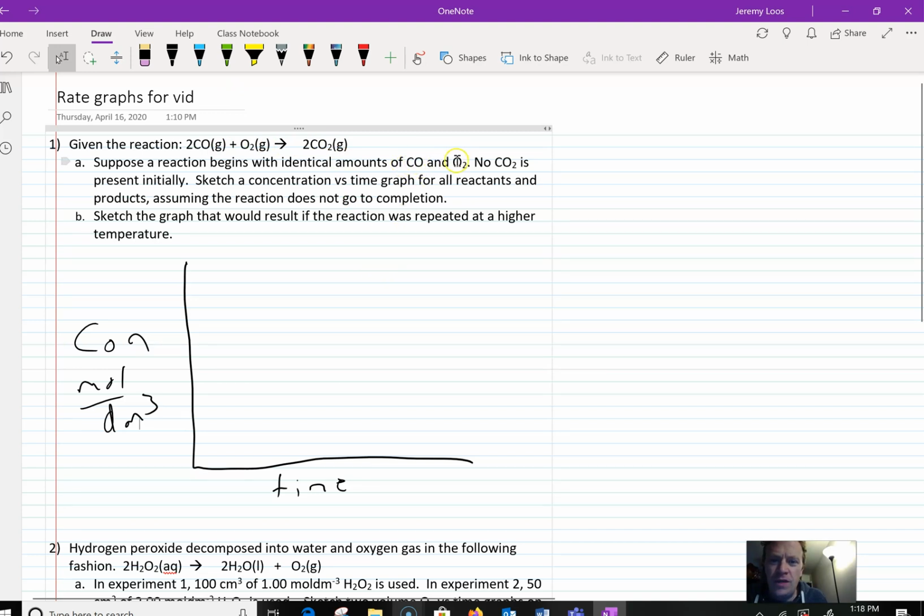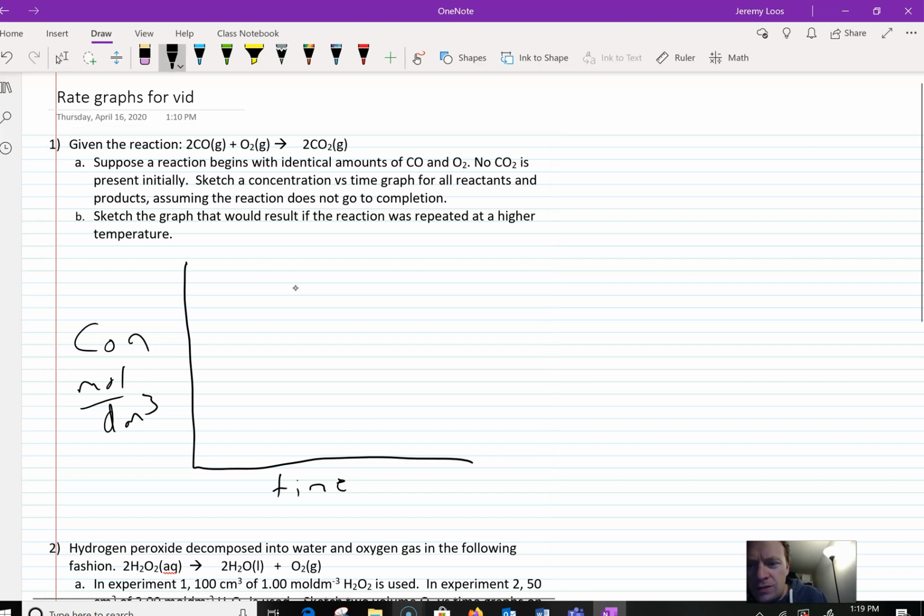And the amounts of CO and O2 are identical. So one thing we would want to think about here is that the mole ratio is 2 to 1. And so keep in mind that the rates, therefore, are going to be different. CO is going to be consumed at twice the rate that O2 is going to be consumed. So the concentration of both of these is going down because they're reactants, and the concentration of CO2 is going up. So that's kind of what we're going to look at. It's not going to go down in a linear fashion. It's going to go more in a curved fashion because remember the rate's not constant. The rate's going to start faster and go down.